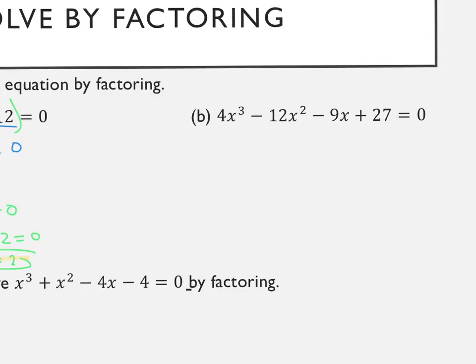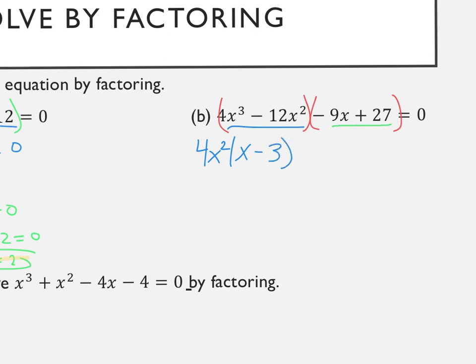Let's take a look at B and try that one. So again, the first thing we'll do is put parentheses around the first 2 and the back 2. Notice in the first 2 we have a 4x squared in common. We know 4x cubed divided by 4x squared is x, and negative 12x squared divided by 4x squared is negative 3.